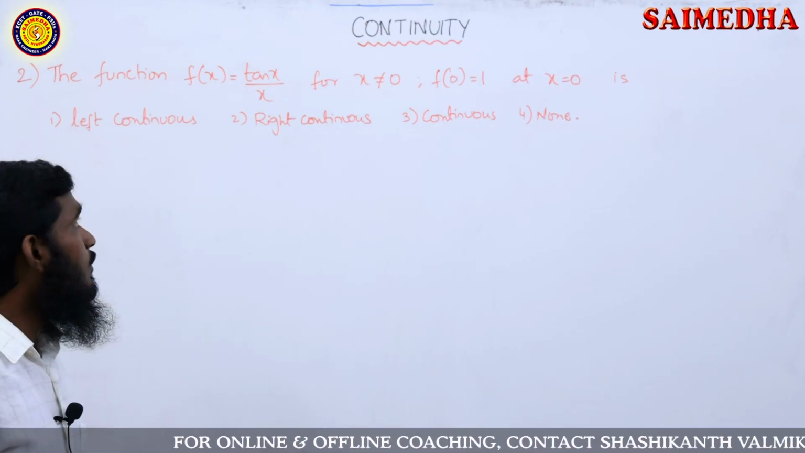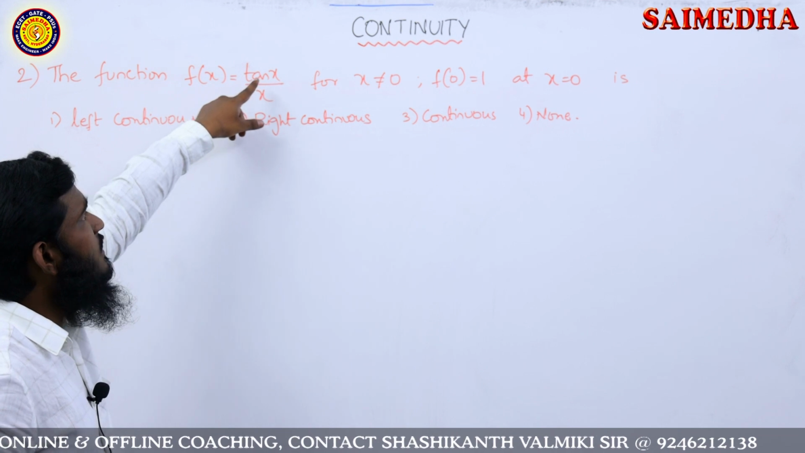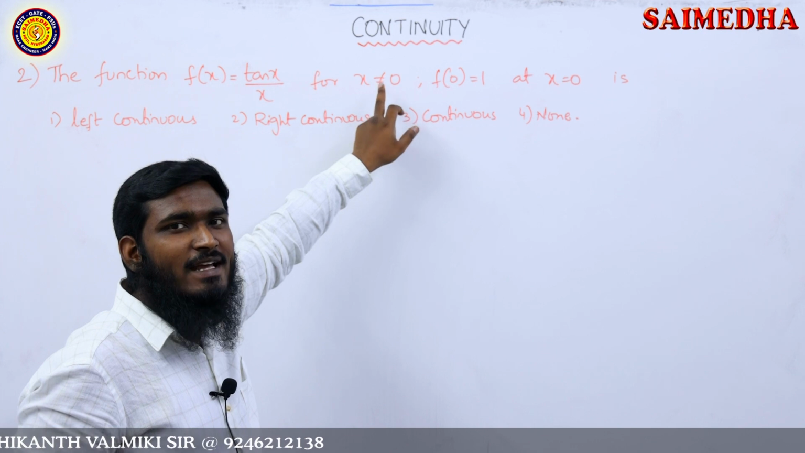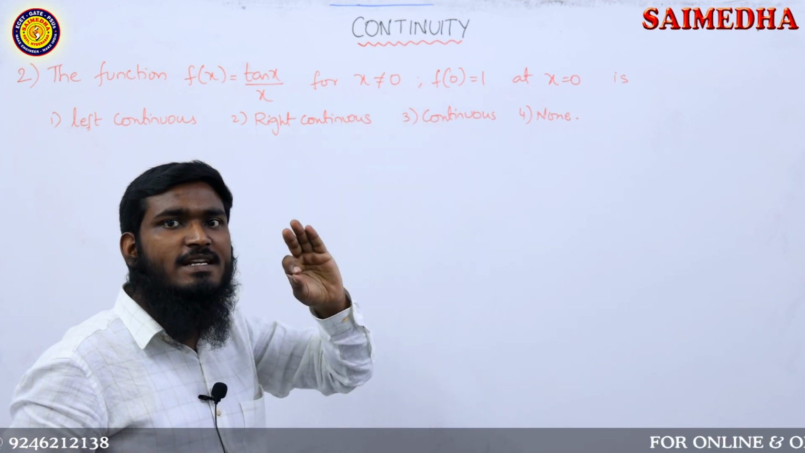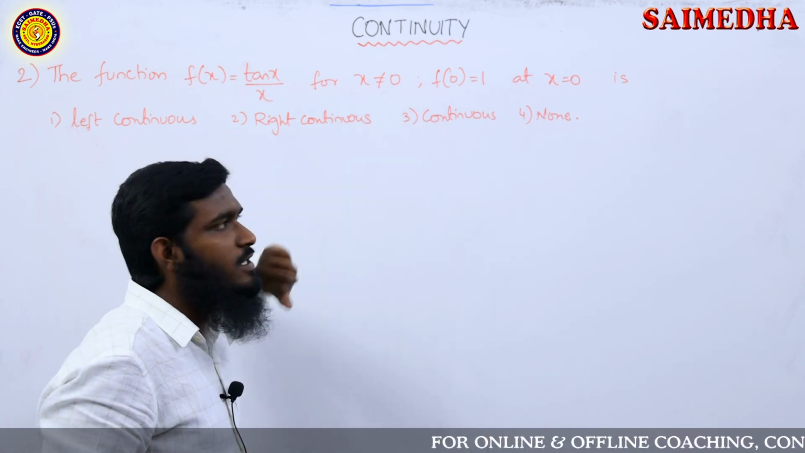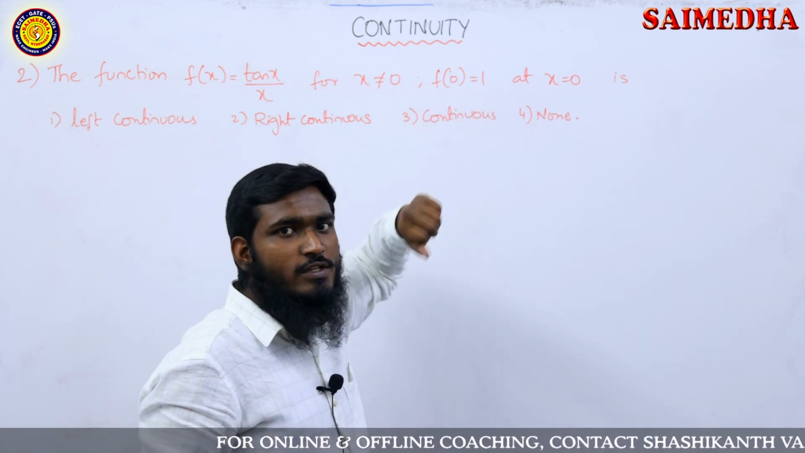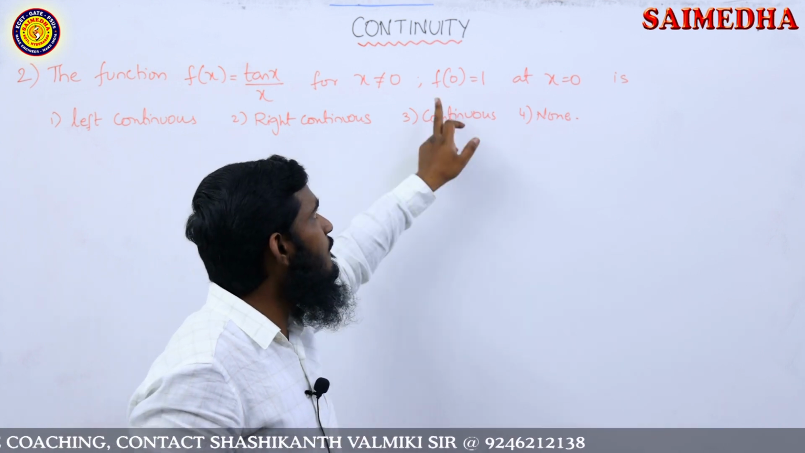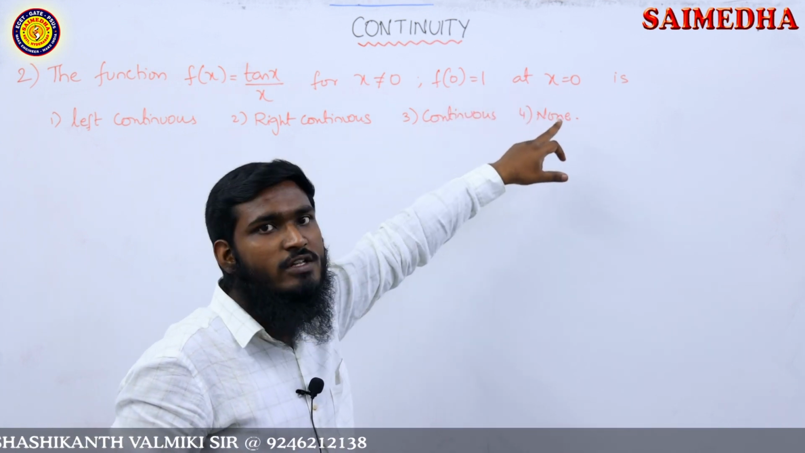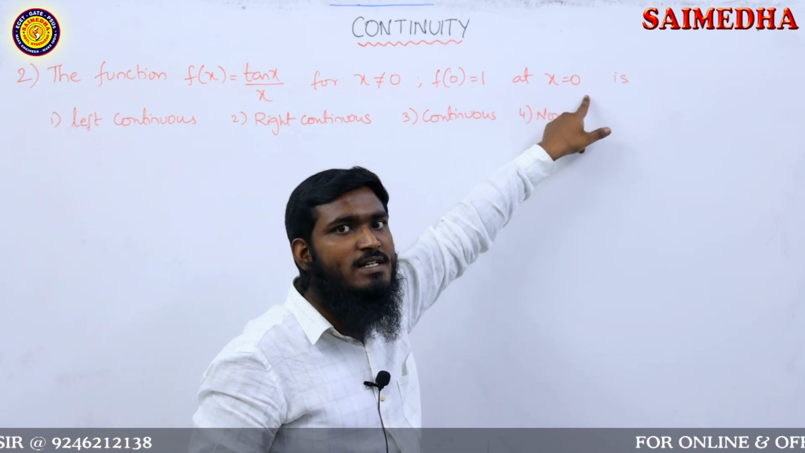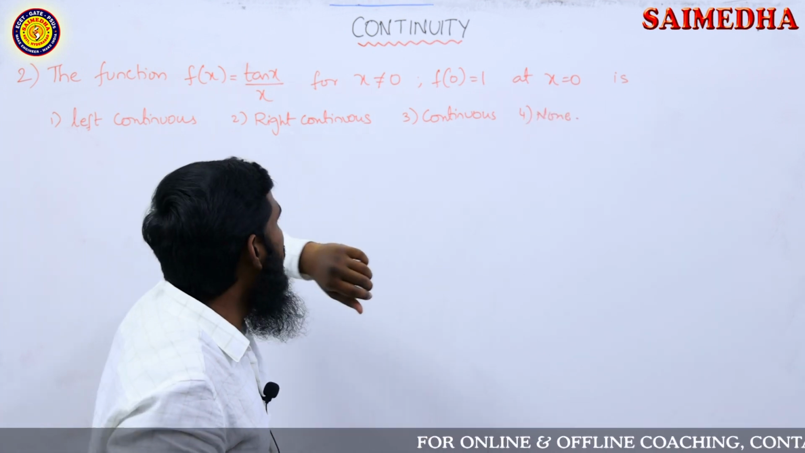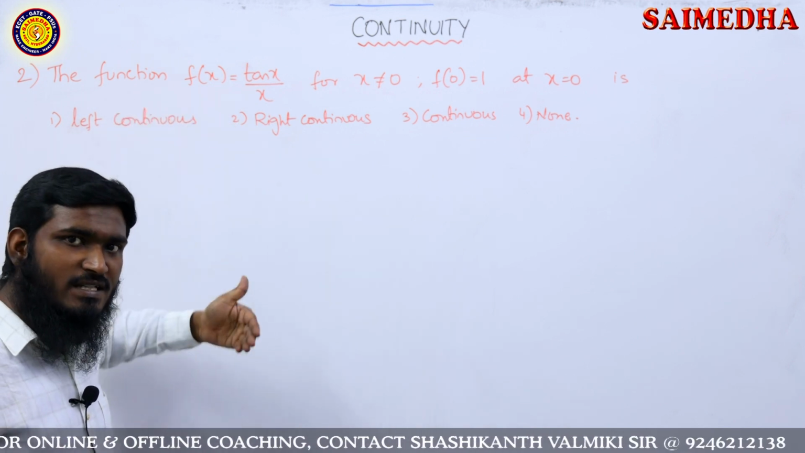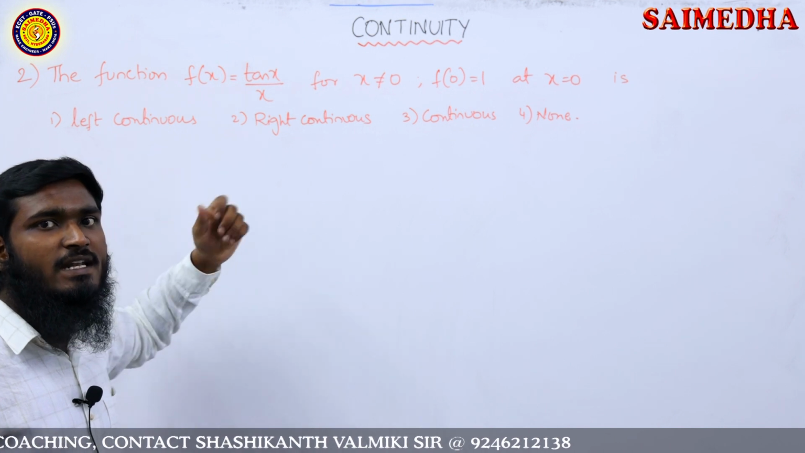Now let us see the second question over here. The function f of x equals tan x divided by x is given for x not equal to 0. Whenever x is not equal to 0 is given, it is related to the limits part. Okay, we have to apply the limits for this one. So f of 0 is equal to 1. F of 0 equals 1 means the value of the function is already given. Value of the function is equal to 1 at x equal to 0. Now we have to find whether the function is continuous or discontinuous. In discontinuous we have two categories, left continuous or right continuous.